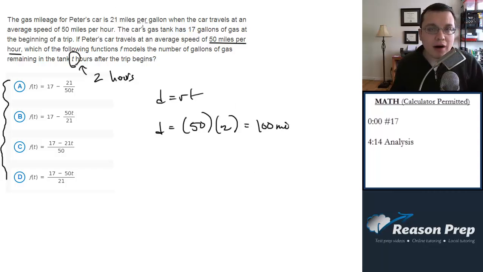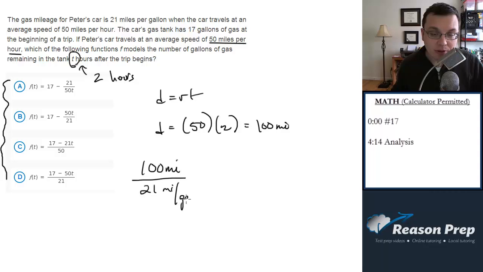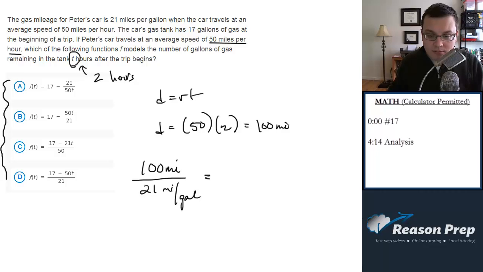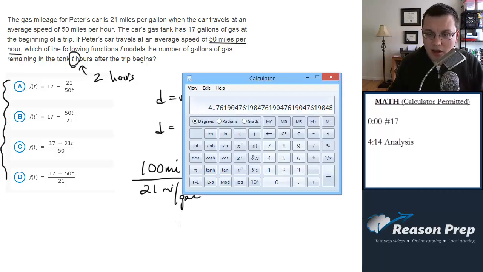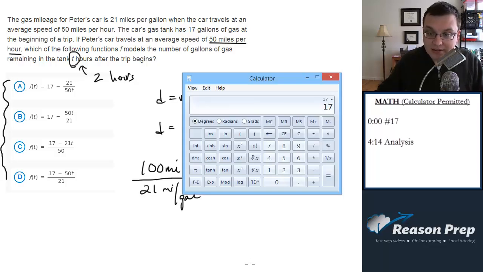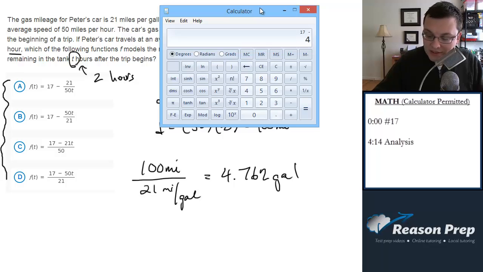Now, he gets 21 miles per gallon, and he's gone 100 miles. So we want to figure out how many gallons Peter's used. We're going to divide the 100 miles by the 21 miles per gallon, and we will get 4.762 gallons, which means this is how much he's used over those 2 hours. So we need to then subtract this from 17 to see how much is left over. So now we'll do 17 minus 4.762, and we get 12.238.